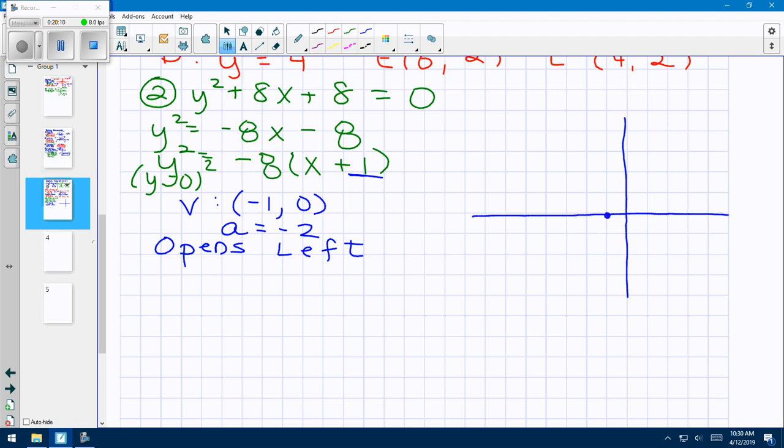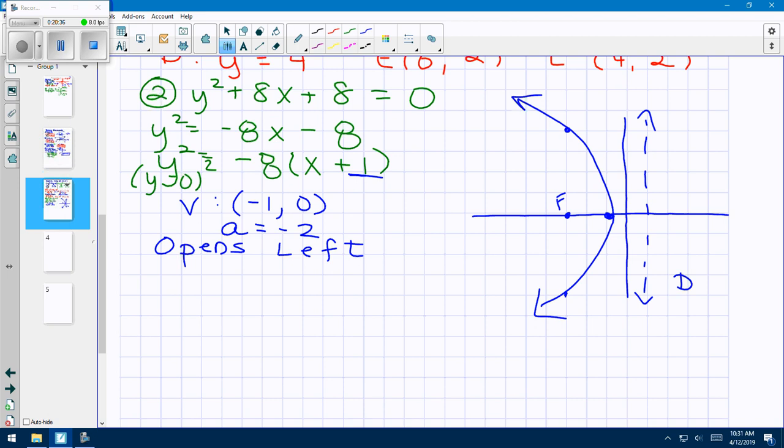Okay, so we got -1s here for the vertex. It's going to go 2 to the left to get to the focus. If the value of A is 2, and the LR is 8, we go up 1, 2, 3, 4, and down 1, 2, 3, 4. Okay. So those are where the ends of the LR are located, and then I go to the right 2 to get to the directrix, which is this line right here.